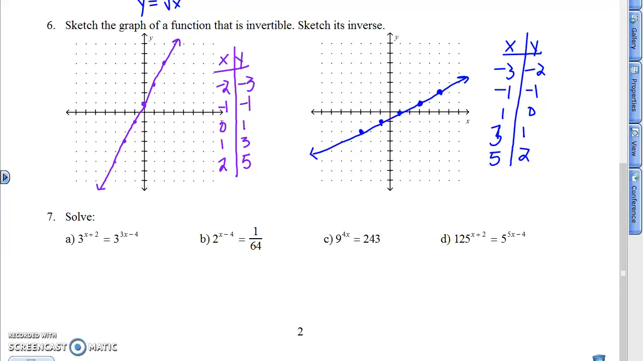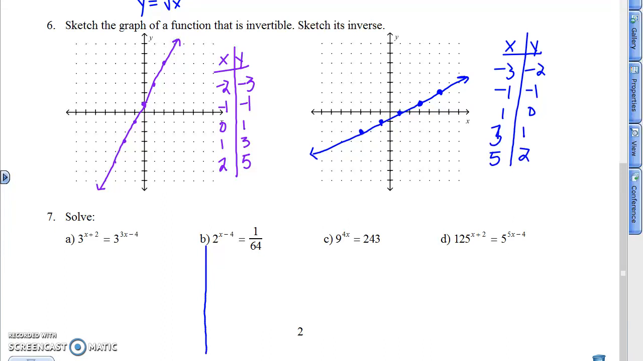Math 3, Module 1, Practice Problems 1.1 through 1.3, the last question, number 7. Again, this would be a great place to go, would be your toolkit notes for the exponential rules and problems that we did.